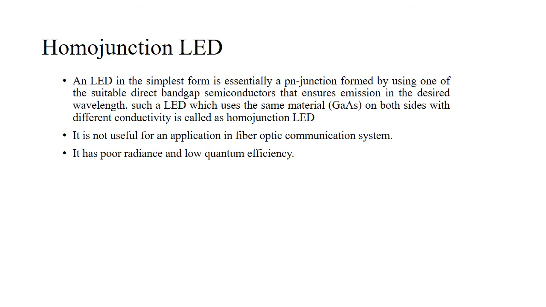The first one is the homojunction LED. The homojunction LED is the simplest form and it is essentially a PN junction formed using one of the suitable direct bandgap semiconductors that will ensure emission in the desired wavelength. Such an LED which uses the same material, gallium arsenide, on both sides with different conductivity is called a homojunction LED. It is not useful for applications in fiber optic communication systems. It has a poor radiance and a low quantum efficiency.